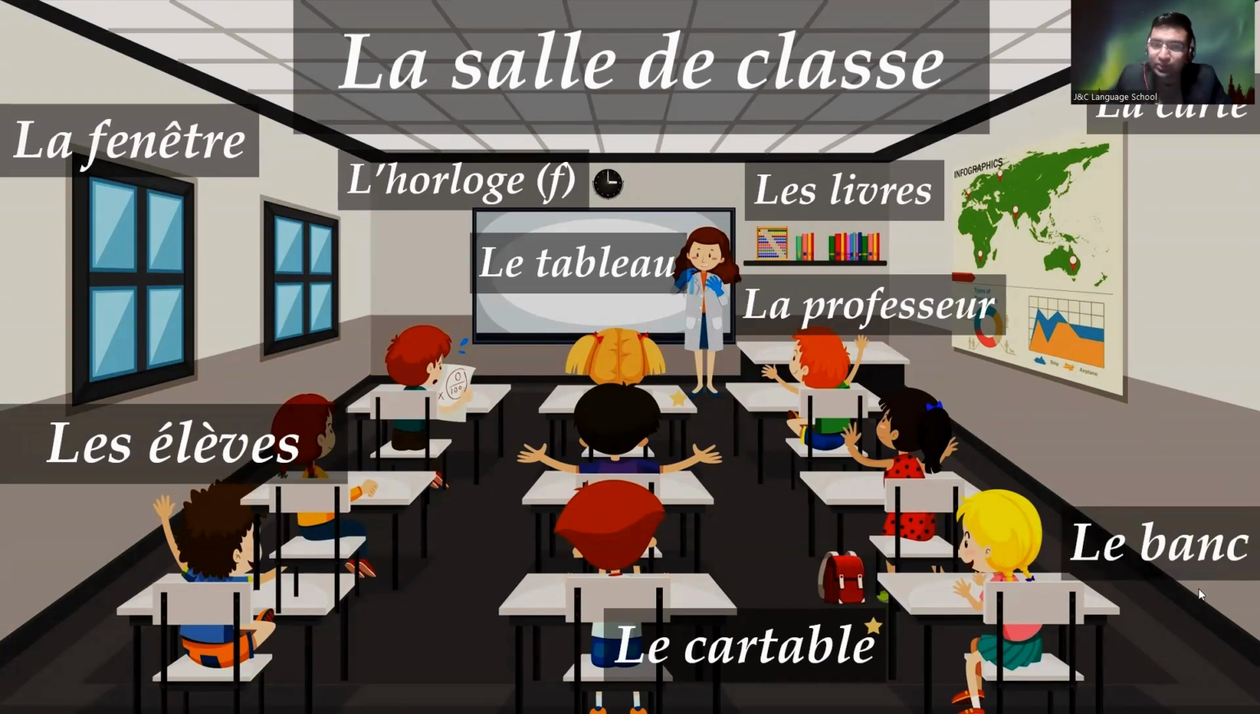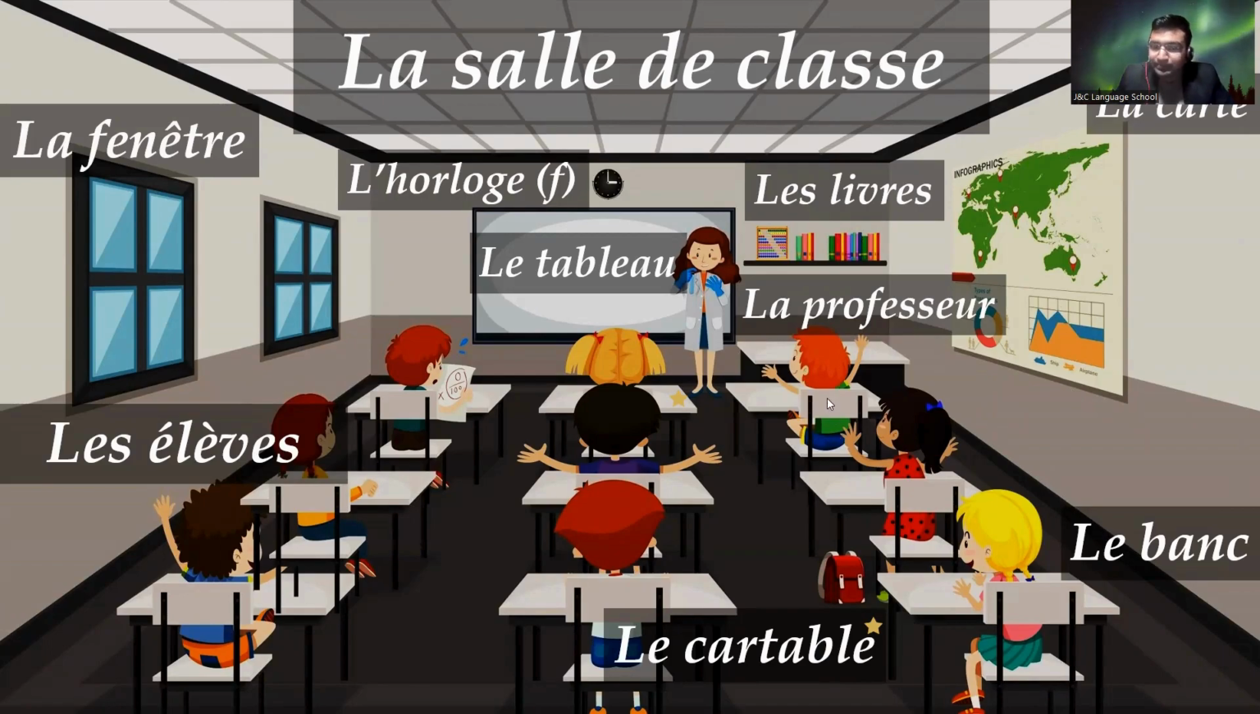I repeat all these words once again. Listen to me carefully. La salle de classe for the classroom. La professeur for the teacher. Les élèves for the students, le tableau for the board as well as painting, les livres for the books, le cartable for the school bag, la fenêtre stands for the window, la carte for the map, and we will say bench in French simply as le banc.